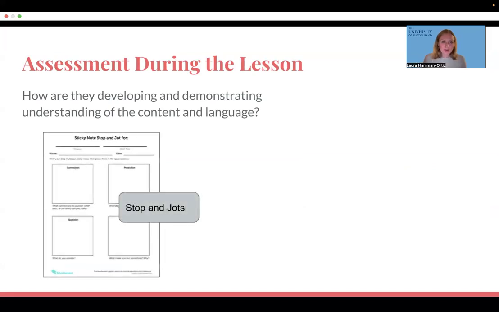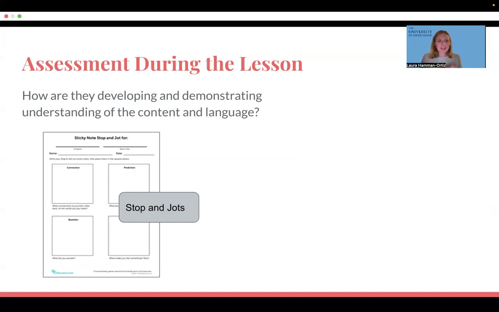During the lesson, again, it's important to continue to gather that information. One way to do that is through a stop and jot. So periodically pausing a lesson and asking students to jot down what they know, a question they have. Here you see this great stop and jot form that has a connection, a prediction, a question. So giving them really targeted things to think about as they quickly jot down what they're making sense of.